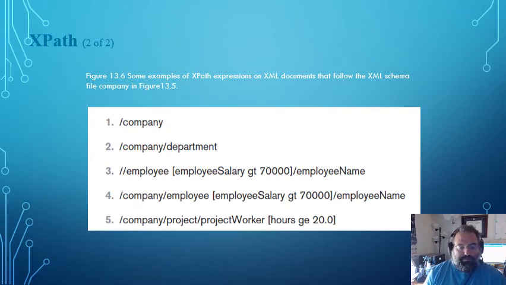The fifth line is basically saying, give me back the project worker who's worked more than 20 hours on pretty much any project.